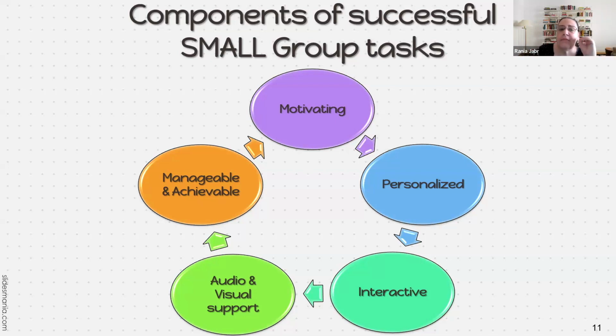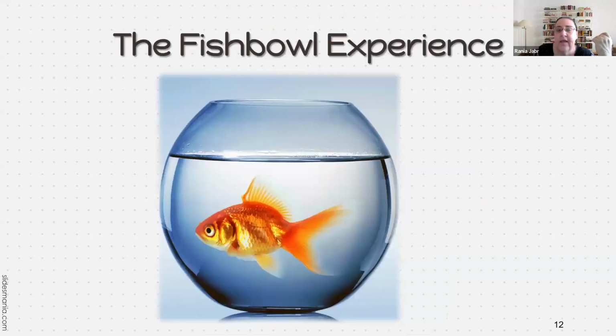And of course, we need to ensure the task is not too difficult and not too easy. We want to make sure it's in the middle, i+1. Too difficult, they will give up. Too easy, they'll finish in 2 minutes and then we will not have anything else to do. 2 tasks very quickly. I'm running out of time.